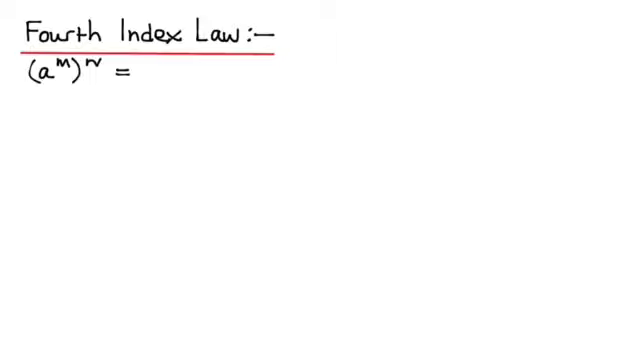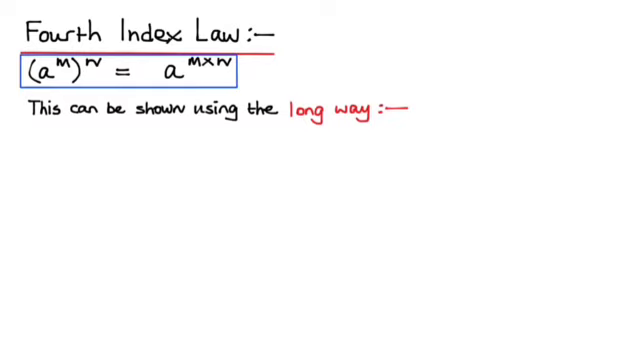Fourth index law says that a to the m, all raised to the power n, gets us, what do you think? It gets us a to the m times n. Now this can be shown using the long way, and I'll show you. So if you had 2 cubed, all cubed, according to this fourth index law, that would be 2 to the 3 times 3, and you know that 3 times 3 is 9, so that would be 2 to the 9, okay?